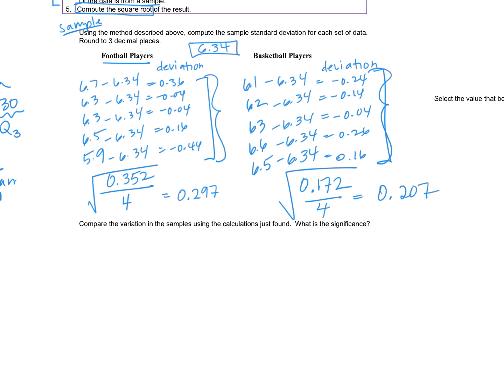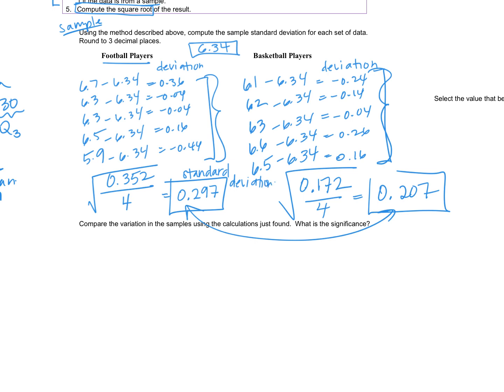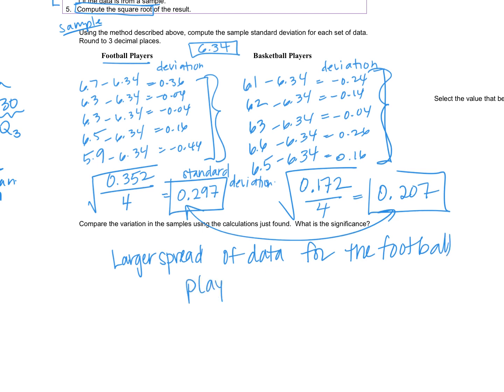So if we're looking at those two results, the number itself doesn't necessarily say too much, but when you compare these standard deviations, you can see that the standard deviation for the football players is higher than that of the basketball players. And since it's bigger, it's showing there's a larger spread of the data for the football players. And the smaller number shows that it's less spread out for the basketball players.